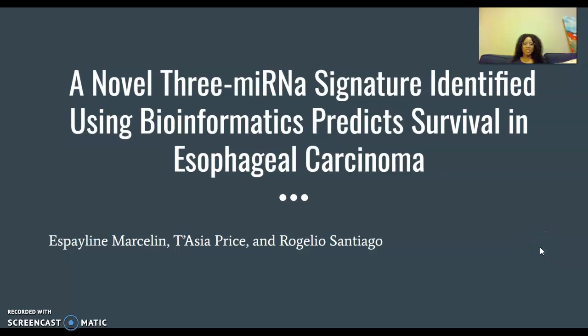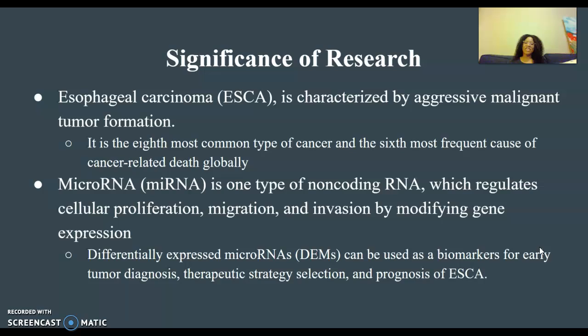Good afternoon, everyone. My team and I present a novel 3 microRNA signature, identified using bioinformatics, that predicts survival in esophageal carcinoma. The significance of the research. Esophageal carcinoma, which we will refer to as ESCA during the presentation, is characterized by aggressive malignant tumor formation. It is the 8th most common type of cancer and the 6th most frequent cause of cancer-related death globally.